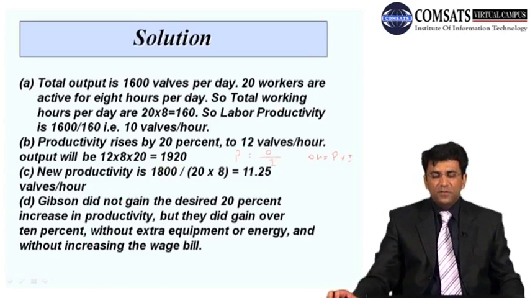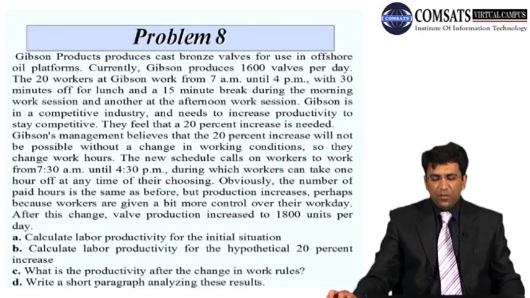Now students, what happened after the management applied the different rules? In this particular case, the output has increased from 1600 to 1800. So this is our new output, divided by the input, which will remain the same. This is our new input. Now the new productivity is 11.25 valves per hour. Write a short paragraph analyzing these results.